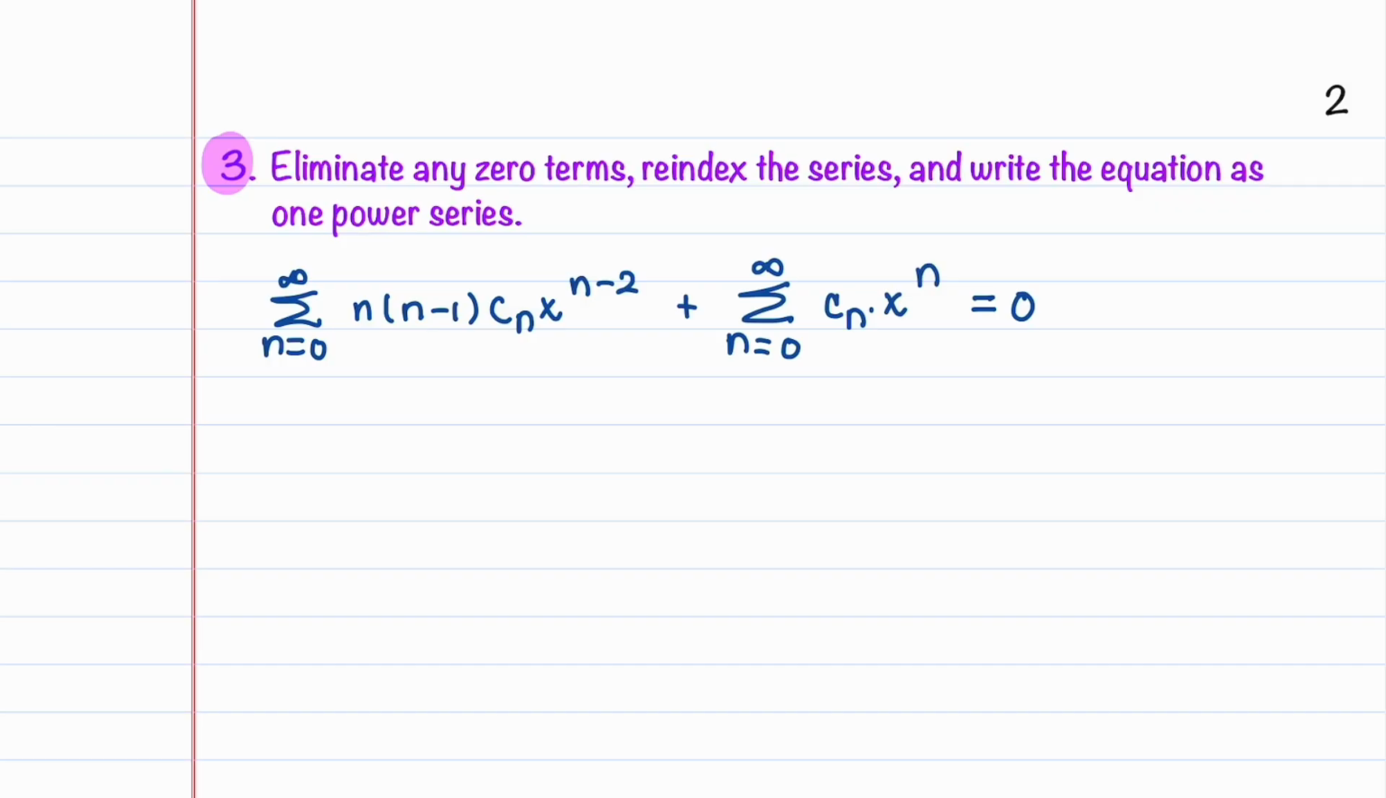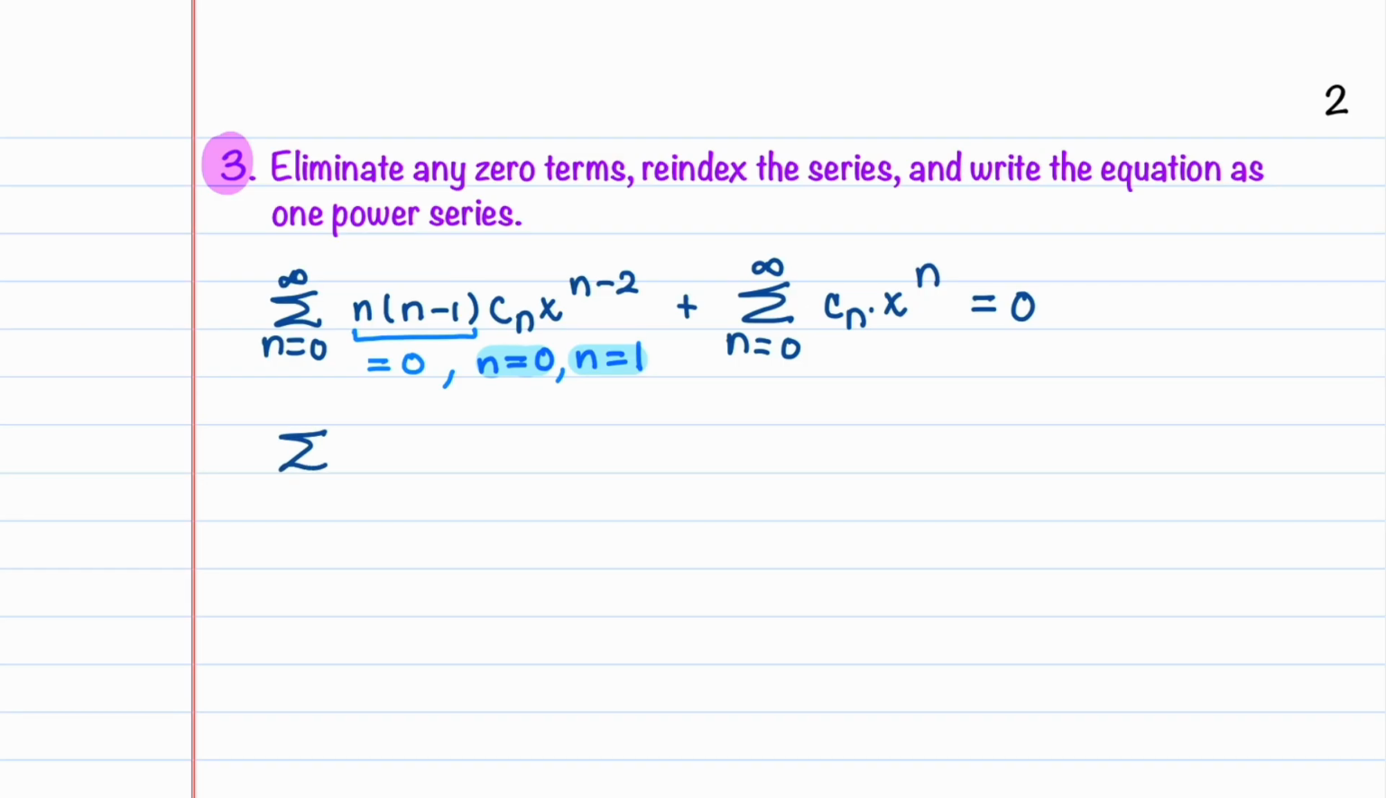In step 3, we are going to eliminate any 0 terms, reindex the series, and then write the equation as one power series. This first power series is going to have two 0 terms. If we look at this expression right here, we can see that this is going to be equal to 0 when n is equal to 0 and n is equal to 1. What we're going to do is not include the summation for n is 0 and n is 1, and our sum is going to start with n is equal to 2.